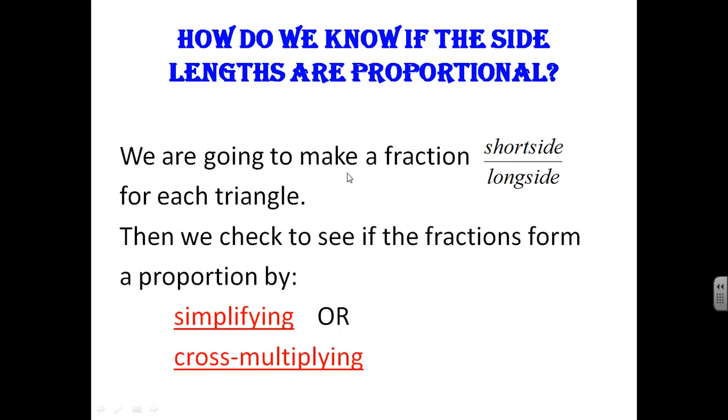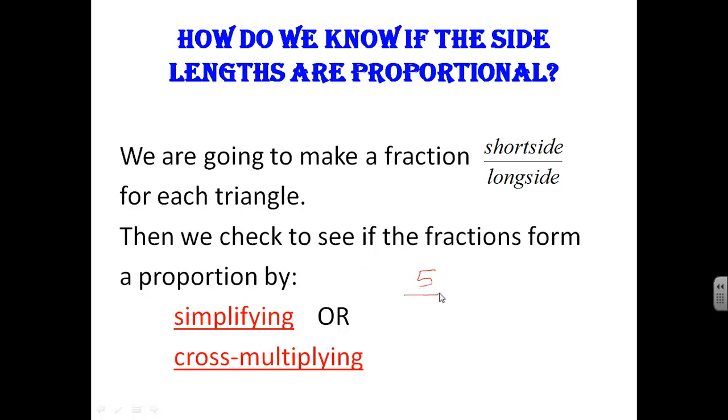Okay, how do we know if the side lengths are proportional? We're going to make a fraction that is the short side over the long side for each triangle. And then we check to see if the fractions form a proportion by either simplifying both fractions to see if they simplify to the same thing, or by cross multiplying. And I'm just going to give you a real easy example to write out here.